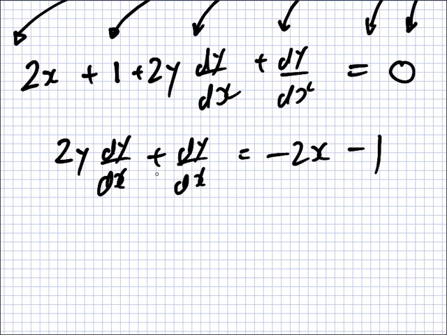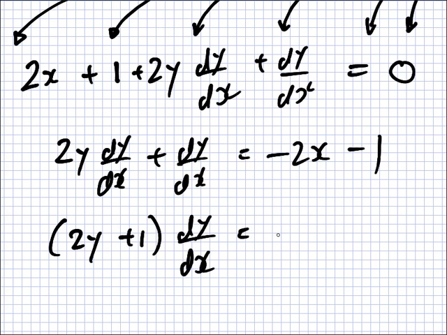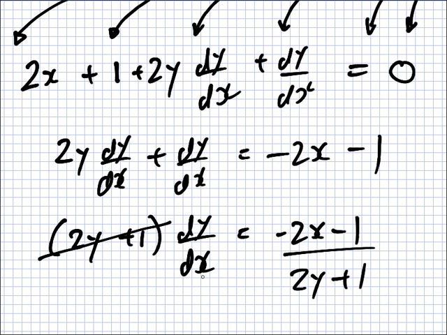Now, dy/dx is in common. I can factor it out. So (2y + 1) dy/dx equals -2x - 1. So now I'm finished if I divide: -2x - 1 over 2y + 1, that's dy/dx.